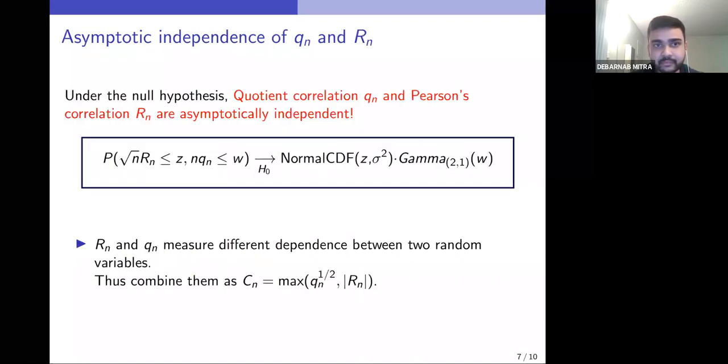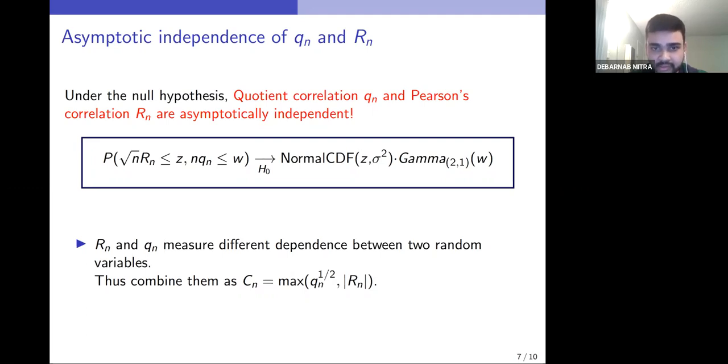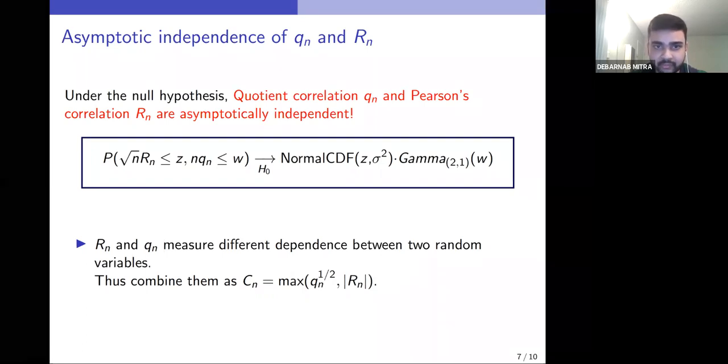And the interesting property is that under the null hypothesis of independence, when X and Y are independent, the quotient correlation and the Pearson correlation of X and Y are indeed independent, which means that these two correlation coefficients are measuring two different aspects of dependencies between the random variables X and Y. And hence, if we combine them, we could get a more efficient test irrespective of the alternative hypothesis. And we define this combined measure as the max of the square root of the quotient correlation and the absolute value of the Pearson's correlation.